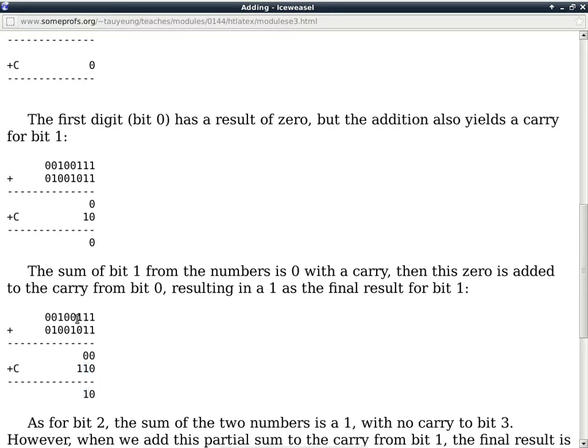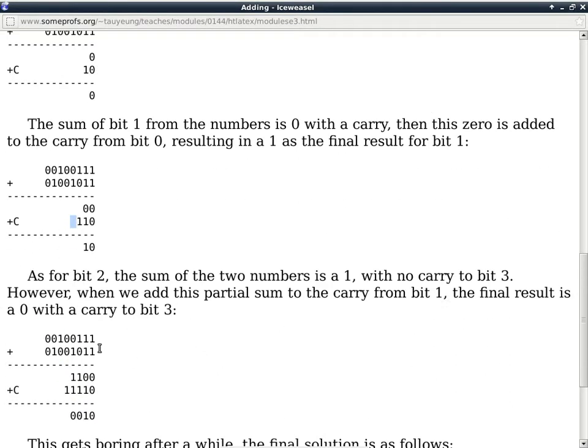And then next we handle this part here. 1 plus 0 is 1, so you put a 1 here with no carry. 1 plus 1 is 0 with a carry here. So you can see how this goes on. Are there any questions about how to add binary numbers?